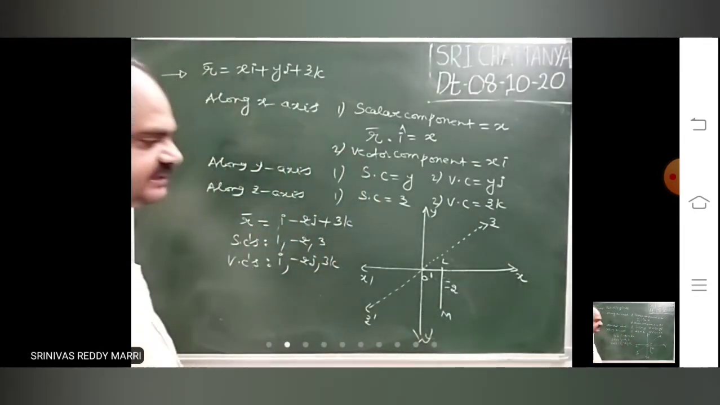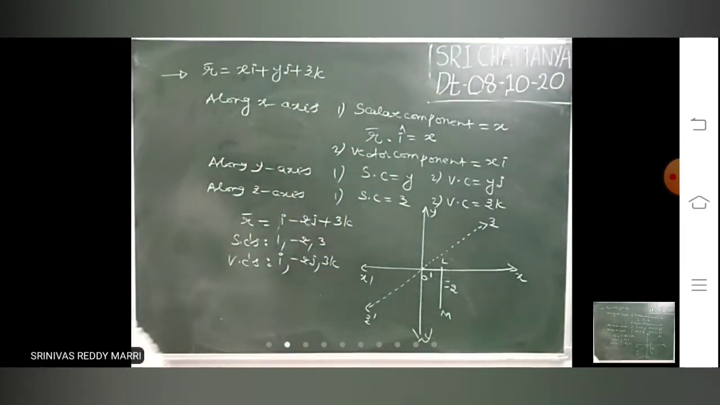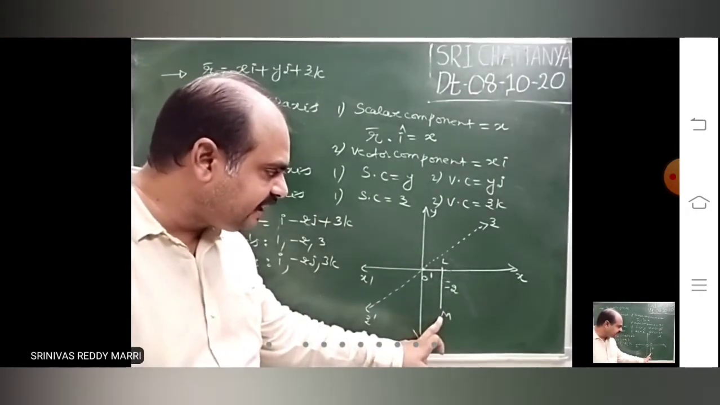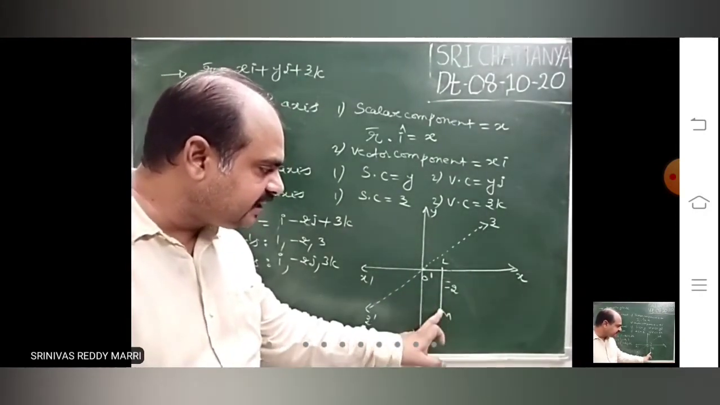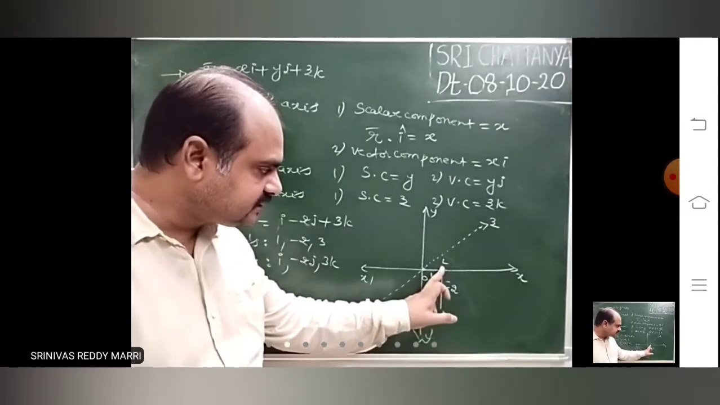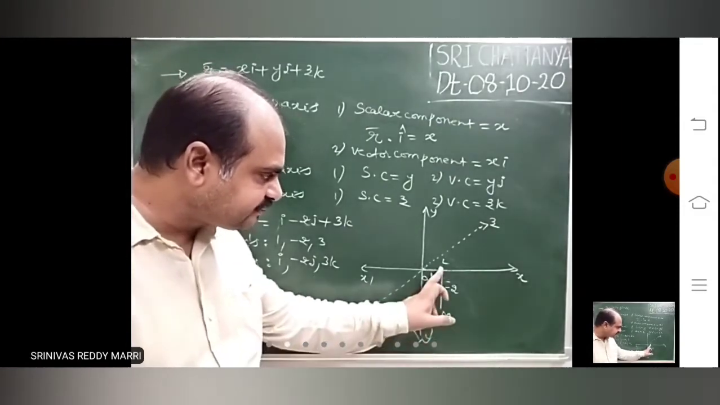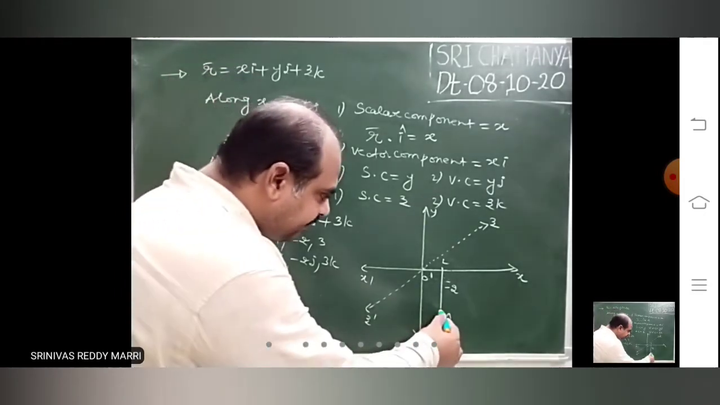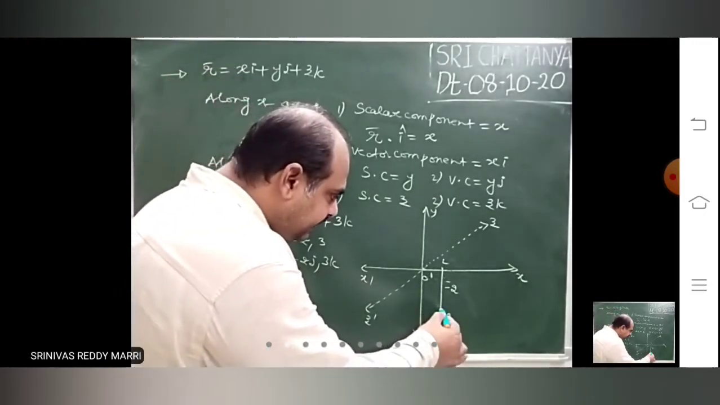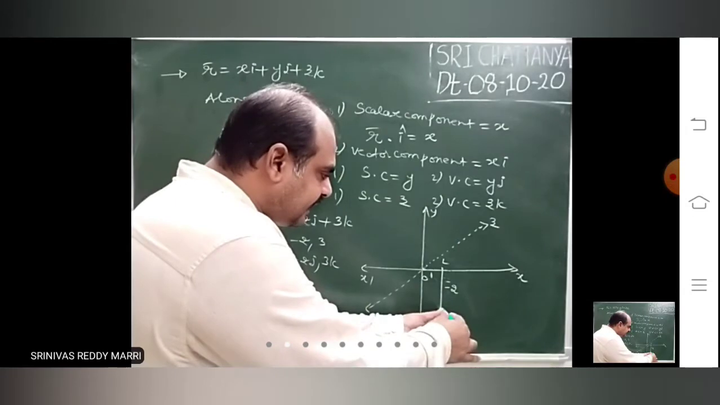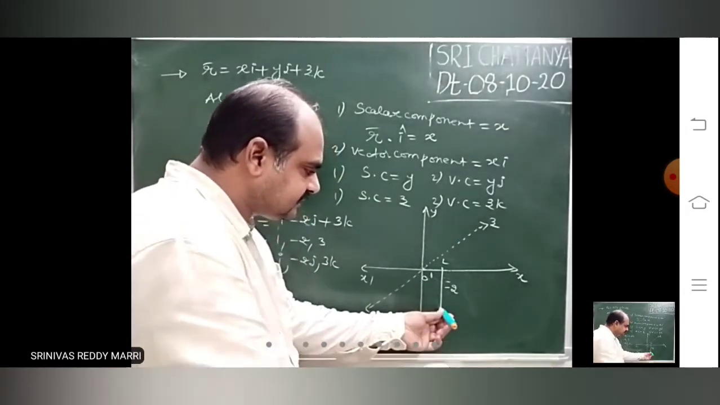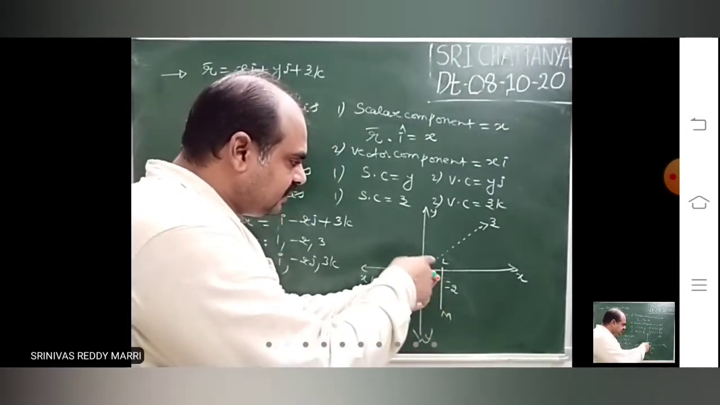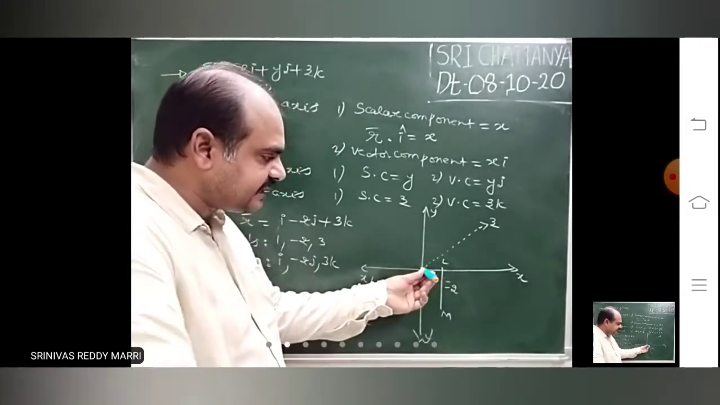Let us say the point reached here. On your paper only, L and M will lie. From this point, parallel to the y-axis 2 units, and then from here the M point is there. From that you keep the pen like this. Look here, so this is the z-axis.